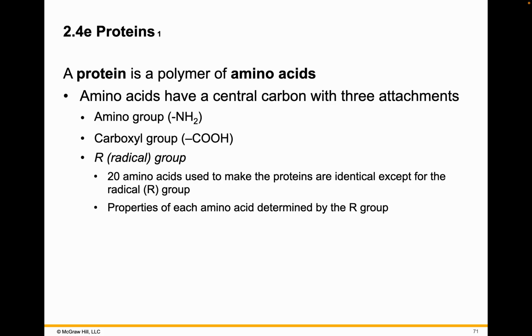Bringing us to the proteins. Protein is a polymer of amino acids. Amino acids have a central carbon with 3 attachments. There is an amino group, a carboxy group, and an R group. There are 20 possible R groups, and the properties of each amino acid are basically determined by the properties of that R group.